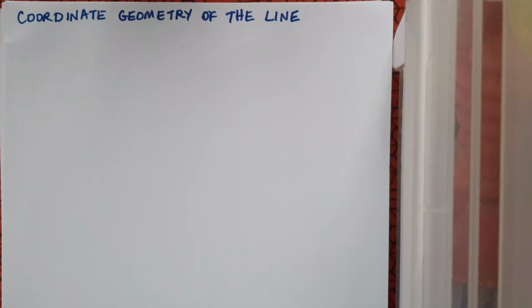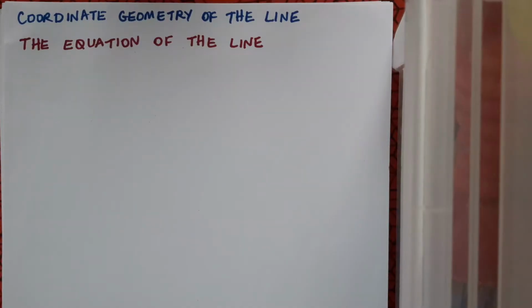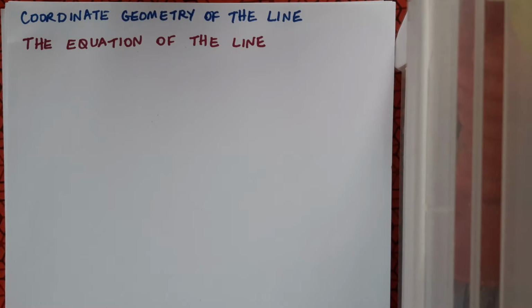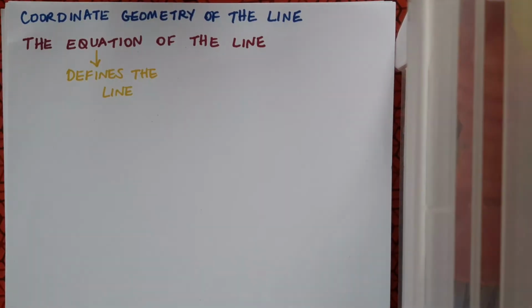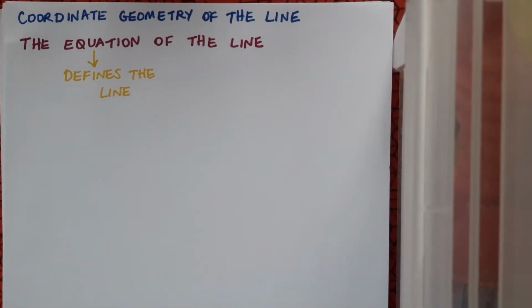In this video on coordinate geometry of the line, we'll be looking at how to make the equation of the line. The equation of the line defines the line. But there's lots of different lines. So if I'm going to define a line, I need to think, what are the key pieces of information about that line? What are its key features?